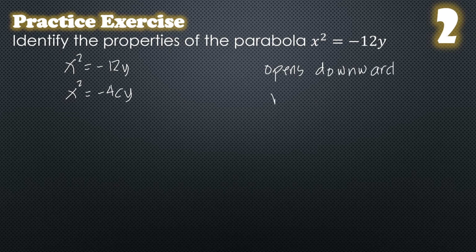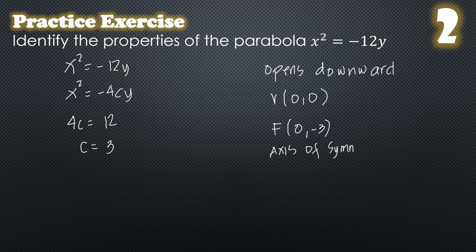And the vertex is at the origin. Now let us solve for c. From the given equation, we can equate that 4c is equal to 12, dividing both sides by 4, then c is equal to 3. And since the parabola opens downward, then the focus is at (0, negative c). So that will be (0, negative 3). The axis of symmetry will be the y-axis, or the line x is equal to 0. The length of latus rectum is equal to 4c. Then the length of latus rectum is equal to 12.